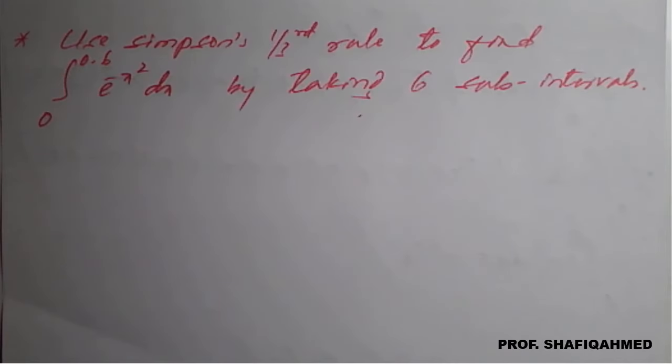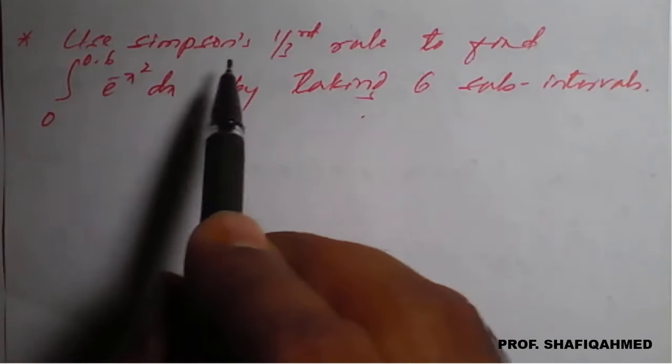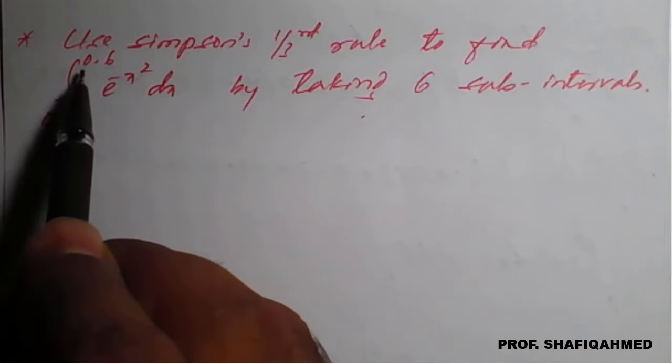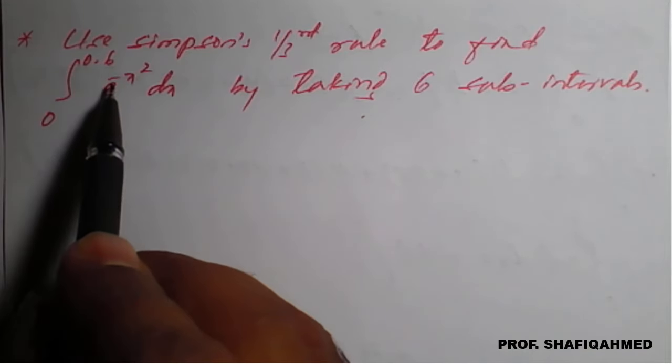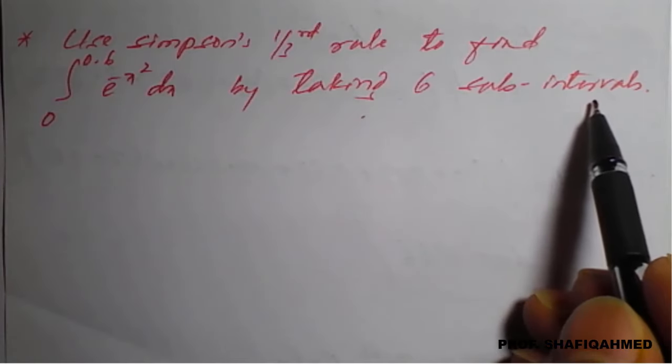Hello everyone. In this lecture we'll see a problem based on numerical integration using the rules. The problem is: use Simpson 1/3 rule to find the integration from 0 to 0.6 of e raised to minus x square dx by taking 6 subintervals. Solution.